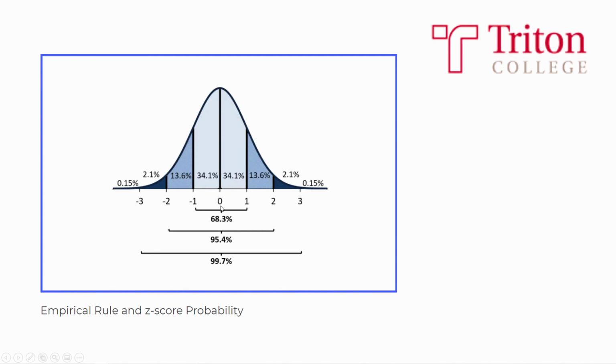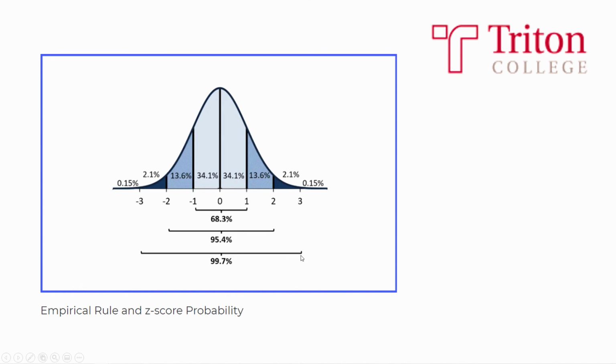Basically, the empirical rule says that 68.3% of all observations are going to be within one standard deviation of the mean. Why? Because it's a mathematical law. The speed of light is a mathematical law. Pi is a mathematical law. Dividing by 0 is a mathematical law. It's a law.